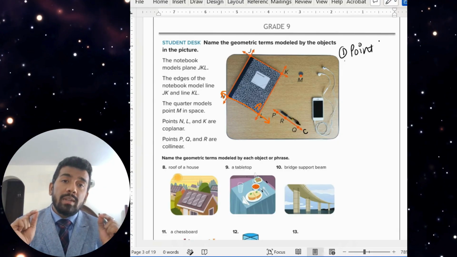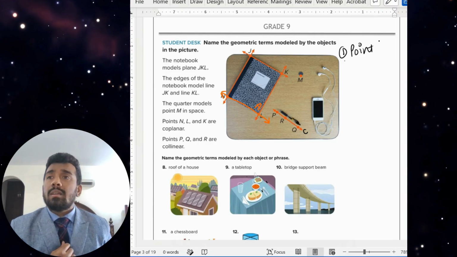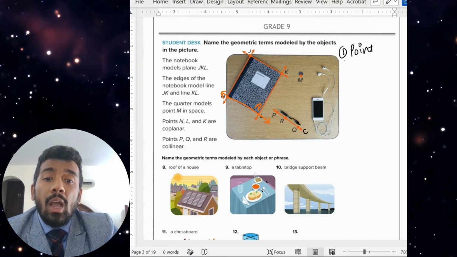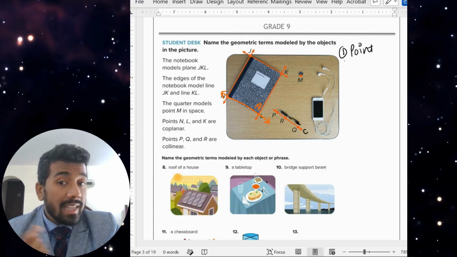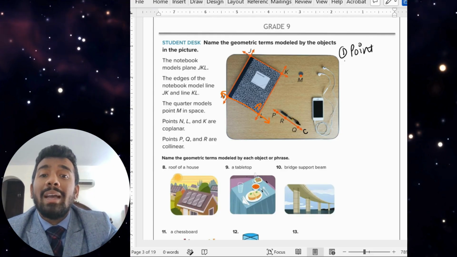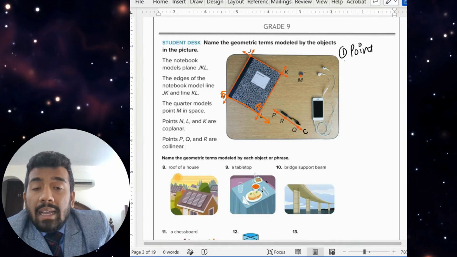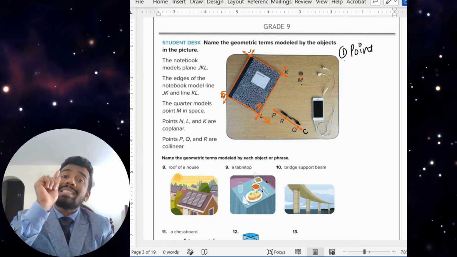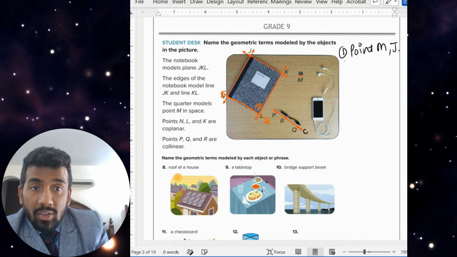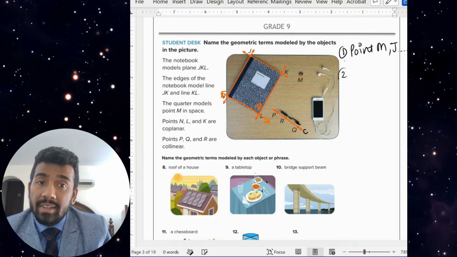Now, how do you denote a point? Every student has a name, right? If I want to call that person Abdullah, he has a name. Salem, he has a name. In the same way, a point also has a name. So to talk about the point, we need to call it by its name. The point can be denoted by a single letter, like point M or point J. So these are the points, where I denote it by a single letter.